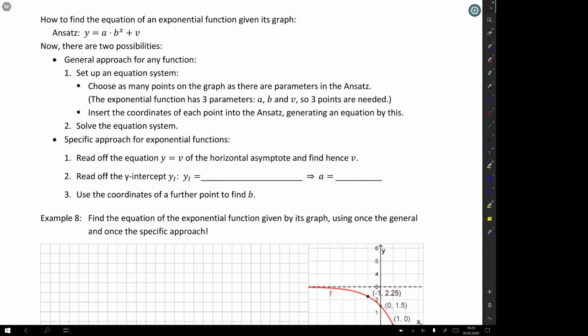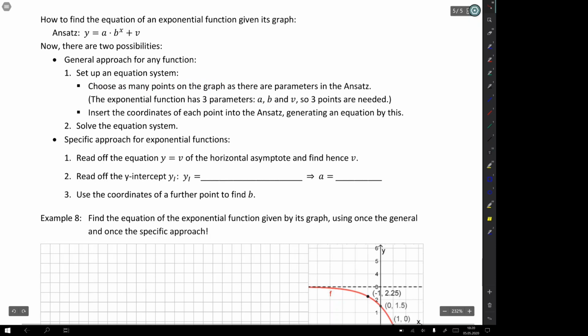Now let's look at the opposite. We're given the exponential function by its graph and we want to find its equation. So we use the ansatz y equals a times b to the power of x plus v. We have 2 possibilities. We can use just a general approach for any function, which means we can set up an equation system by choosing as many points on the graph as there are parameters in the ansatz.